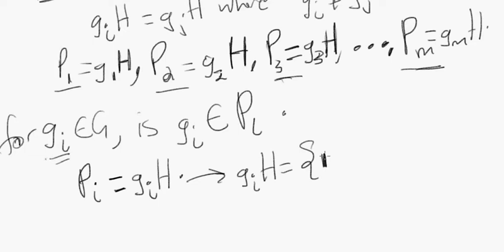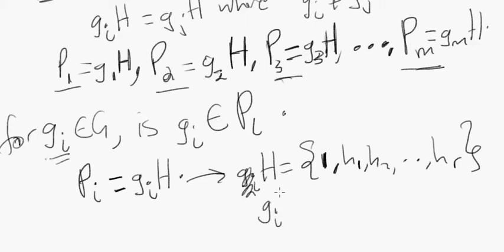Let's say H has the identity. It may have some other elements. Let's call them H1, H2, up to whatever the cardinality of H is. Let's say H has cardinality R, HR. Right? So that's what H is. So GIH is just going to be every element in H left multiplied by GI. So now what would be the elements of the coset GIH?